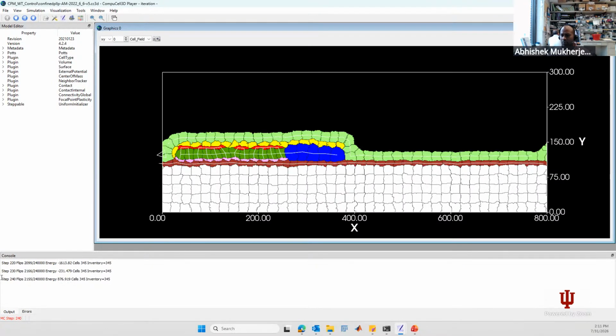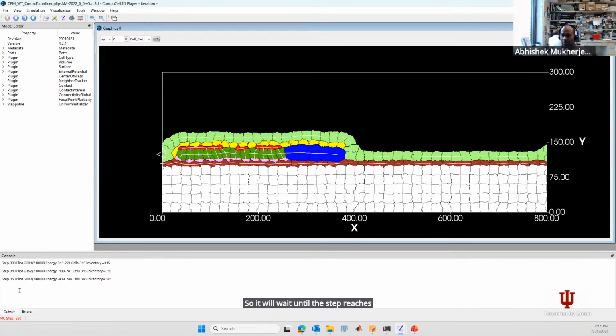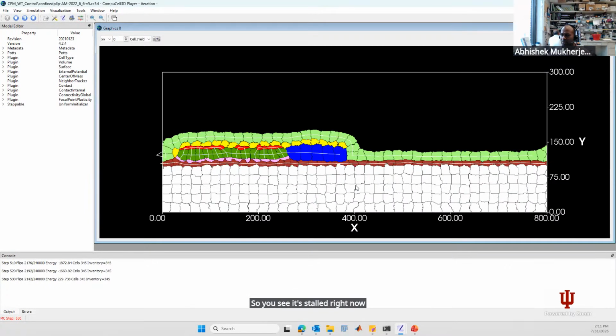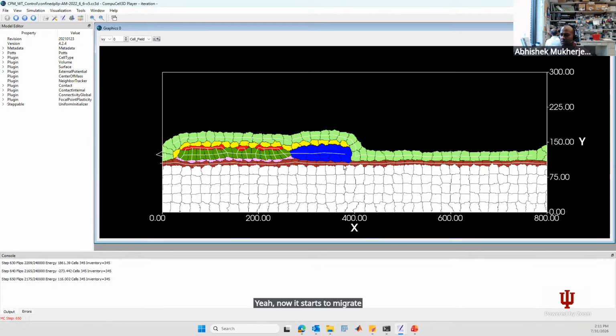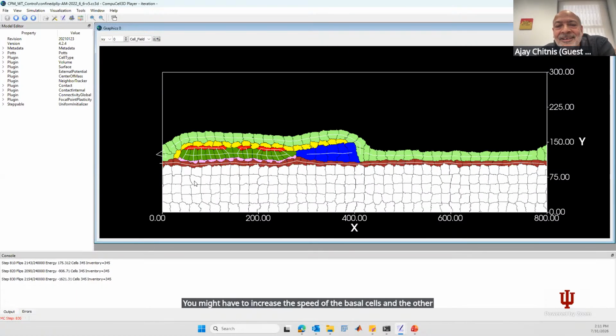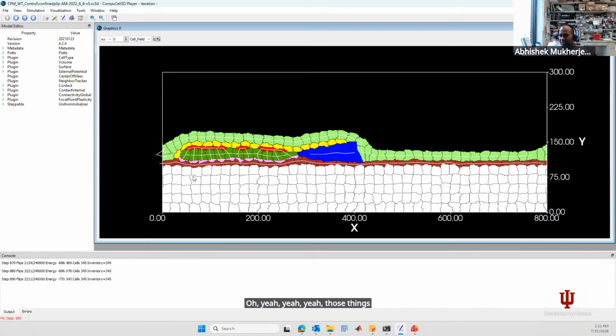So it will wait until the step reaches 500 and then start migrating. So you see it's stalled right now. So yeah, now it starts to migrate. The blue cells... you might have to increase the speed of the basal cells and the other cells. Oh yeah, those things can be changed.